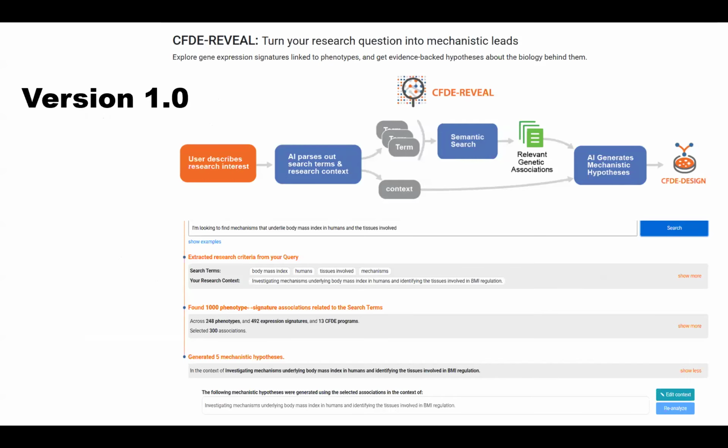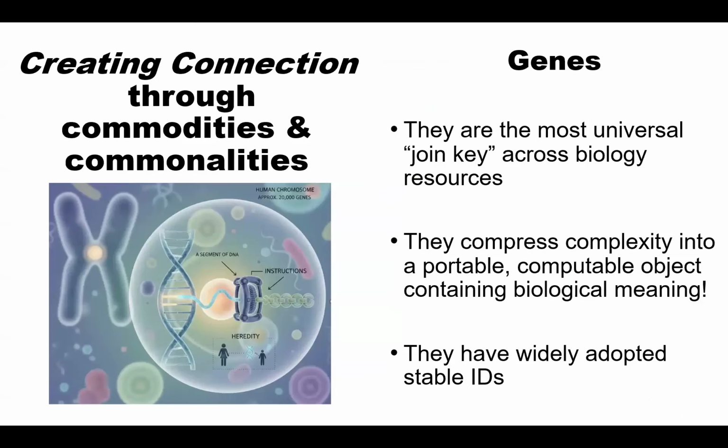The original version was very simple. It allowed you to put a natural language query in, and it used semantic search to connect that query to search terms, and then it searched our resource and reported some results. It was pretty opaque, but that's what it looked like to begin with. But what is it anchored in? How's it built? Well, it's all anchored to genes.